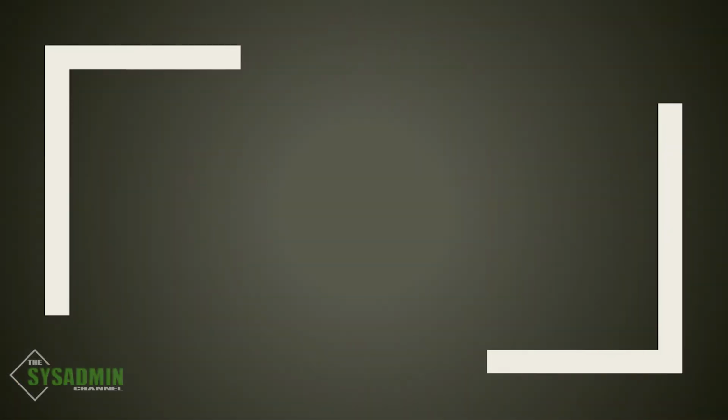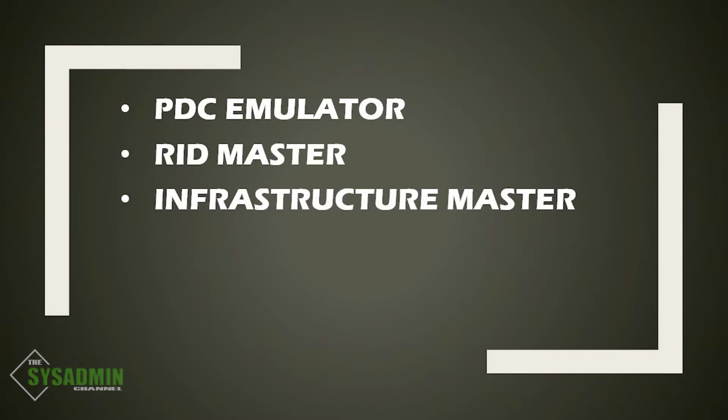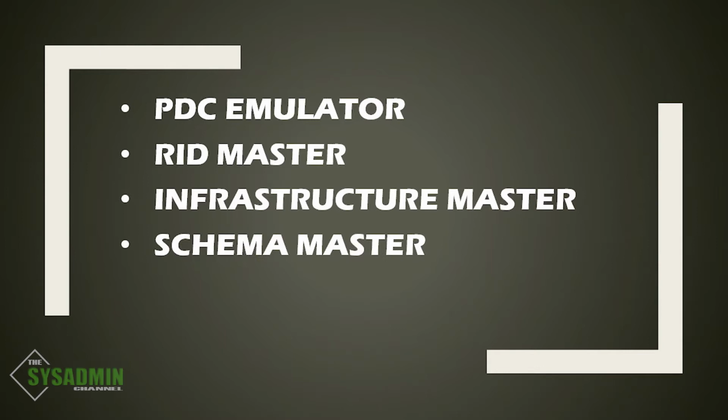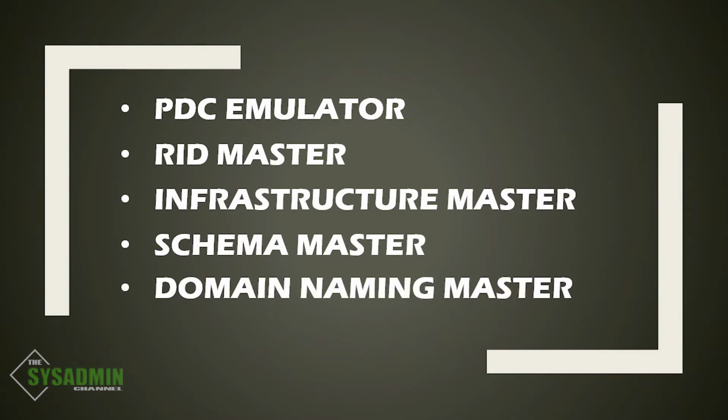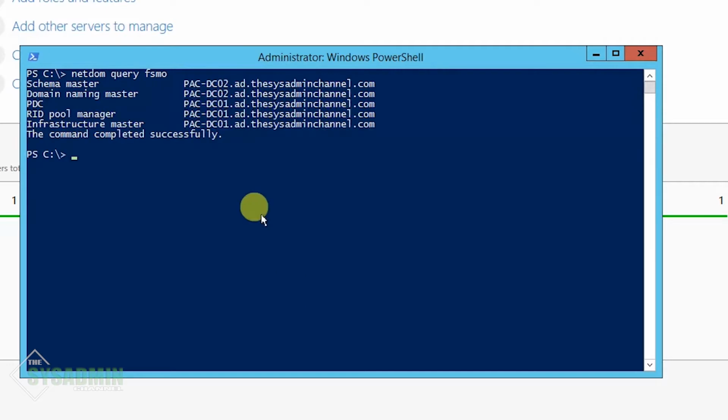There are five roles in total, and they are the PDC emulator, the RID master, the infrastructure master, the schema master, and the domain naming master. The details of what they do are not really in the scope of this video, but I should point out that they are critical to running a healthy domain. And since this domain controller is going to be decommissioned, we want to make sure that we transfer those roles prior to demoting the DC.